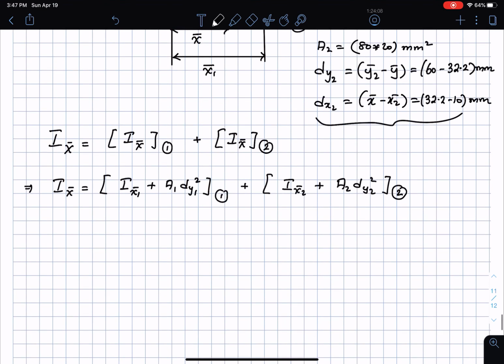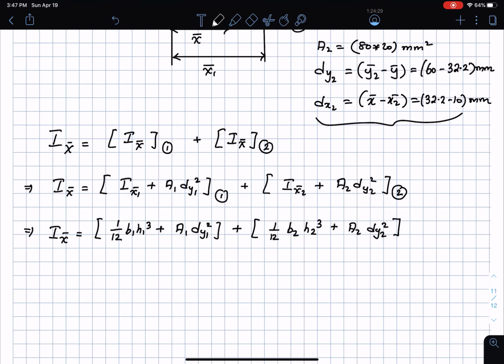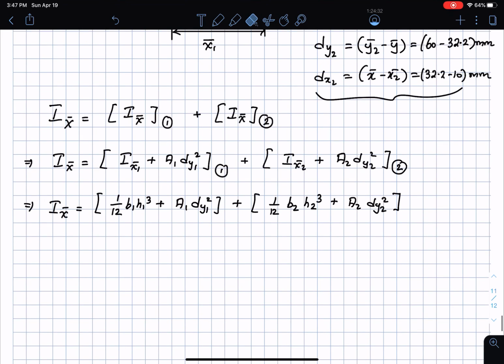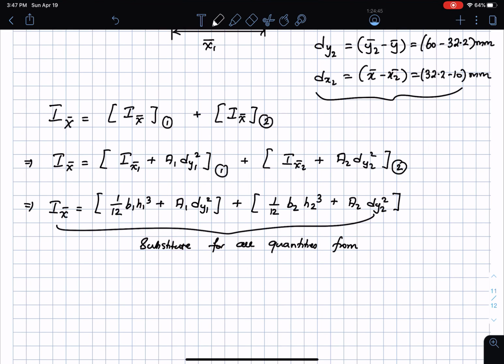Okay, and if I do the substitutions, Ix bar is going to be 1/12 b1 h1 cube plus A1 times dy1 square, plus 1/12 b2 h2 cube plus A2 times dy2 square, and substitute from above. Okay, substitute for all quantities from here, from above.